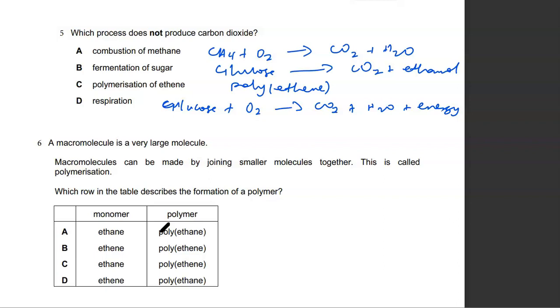So number 6 is what? B or D? B. Ethene and polyethylene, correct. So that's brilliant and fantastic.